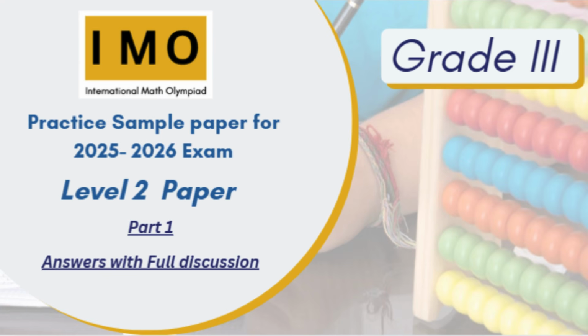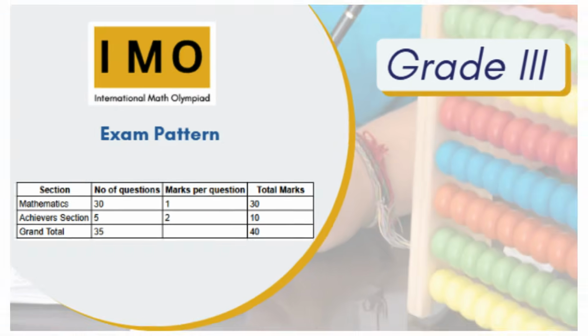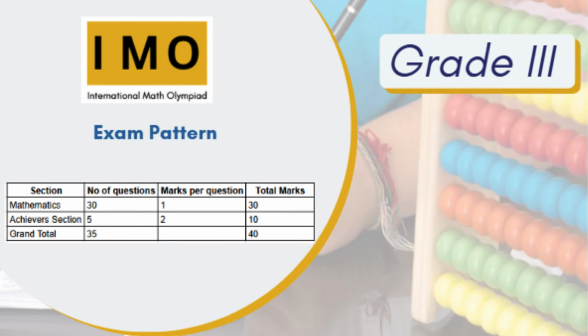And today I will be discussing IMO sample papers of level 2 for grade 3. Okay, so let us start. First of all, I would like to tell you that this paper is divided into two sections. The first section is mathematics, which contains 30 questions, and each question consists of 1 mark. Okay, so let us start.